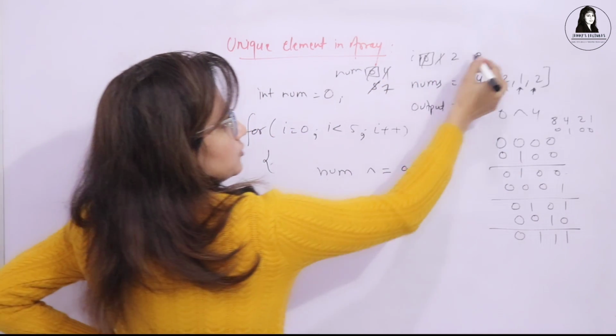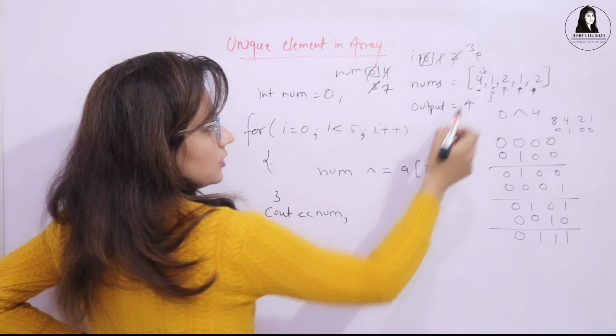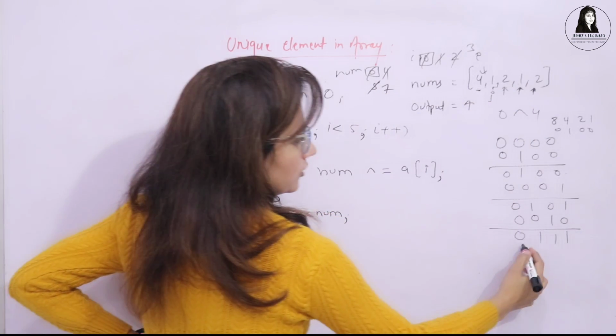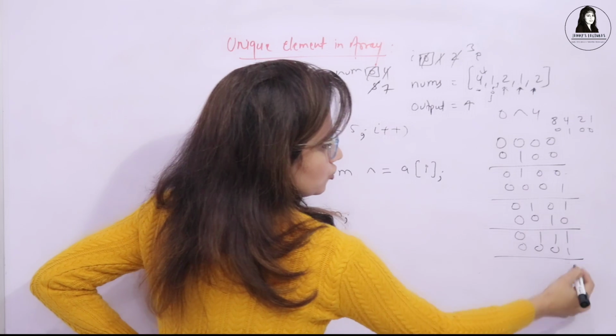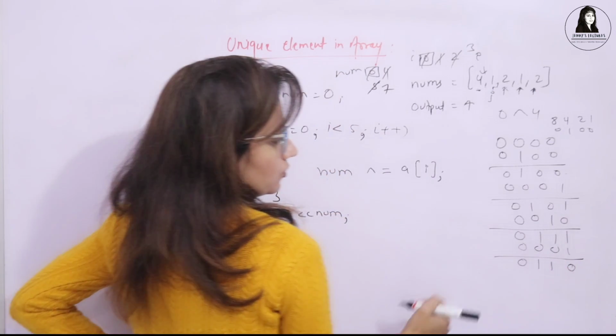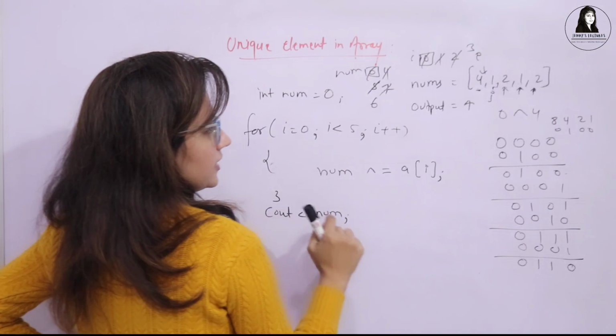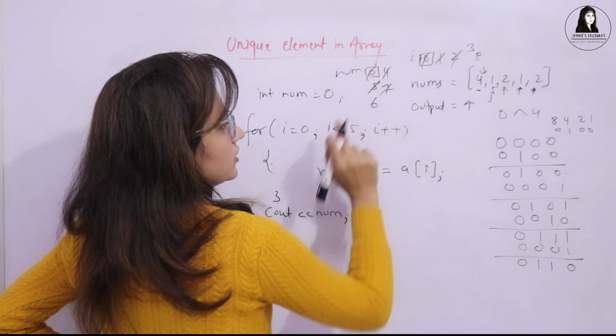Right? i++, now i becomes 3. 0, 1, 2, 3. A of 3 means 1. So XOR of 7 with 1. 0, 0, 0, 1. So 0, 1, 1, 0. So this becomes 6. Num is 6 now. In num we have 6.